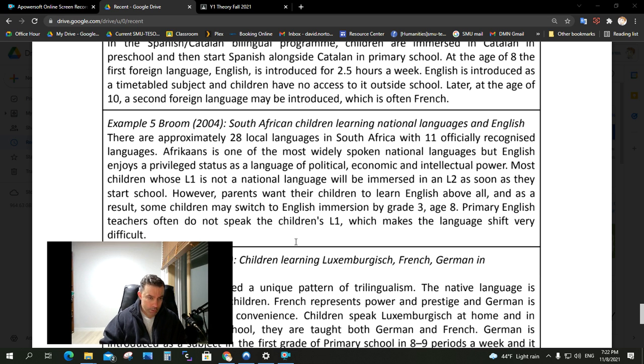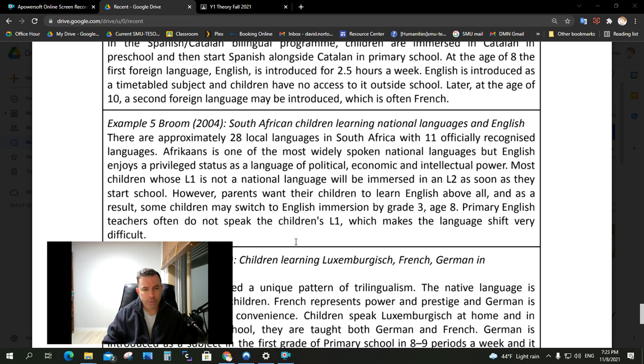And English enjoys a privileged status as a language of political, economic, and intellectual power. Many South Africans speak English, right? And there are many South Africans who don't use Afrikaans. So there are white South Africans that also use English, and there are white South Africans that use Afrikaans, and there are black South Africans that use Afrikaans or English or any number of local languages.